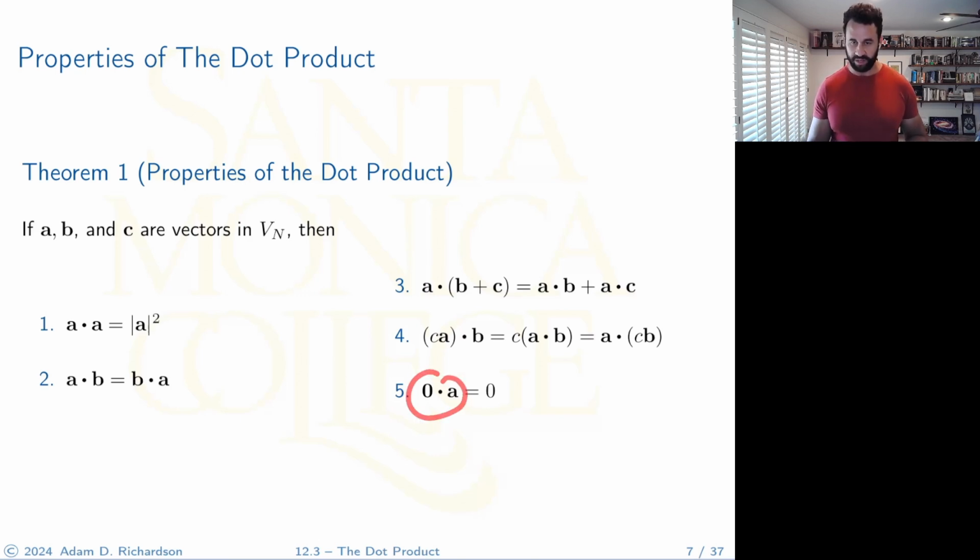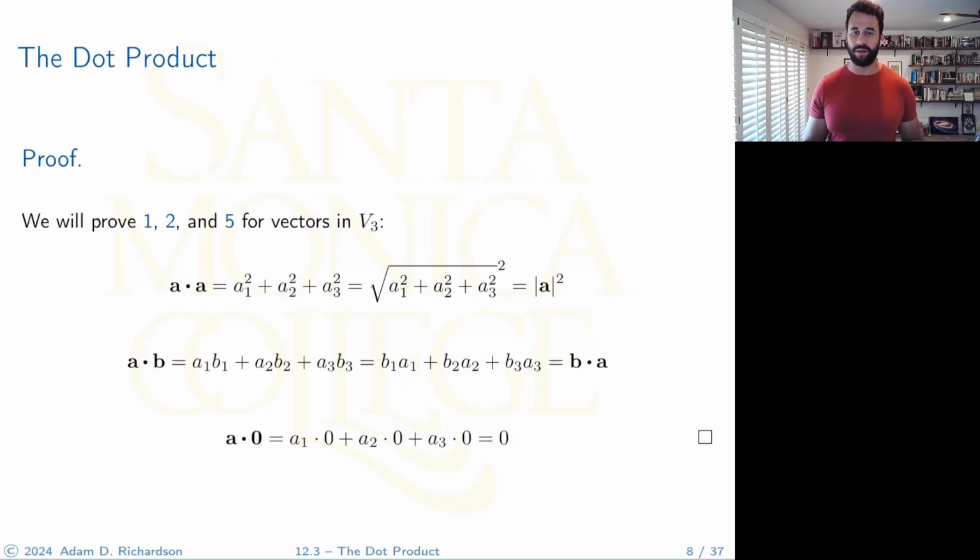And here's an important one. If you dot a vector with the zero vector, you get zero, the number zero. Remember, that's a scalar. So you dot two vectors, you get a scalar out. You get a number, not a vector. All right, so we're going to prove a couple of these properties. I leave the rest for you to prove on your own, and we're going to prove them in R3 just to make things a little bit clearer, but you could prove these in generality.